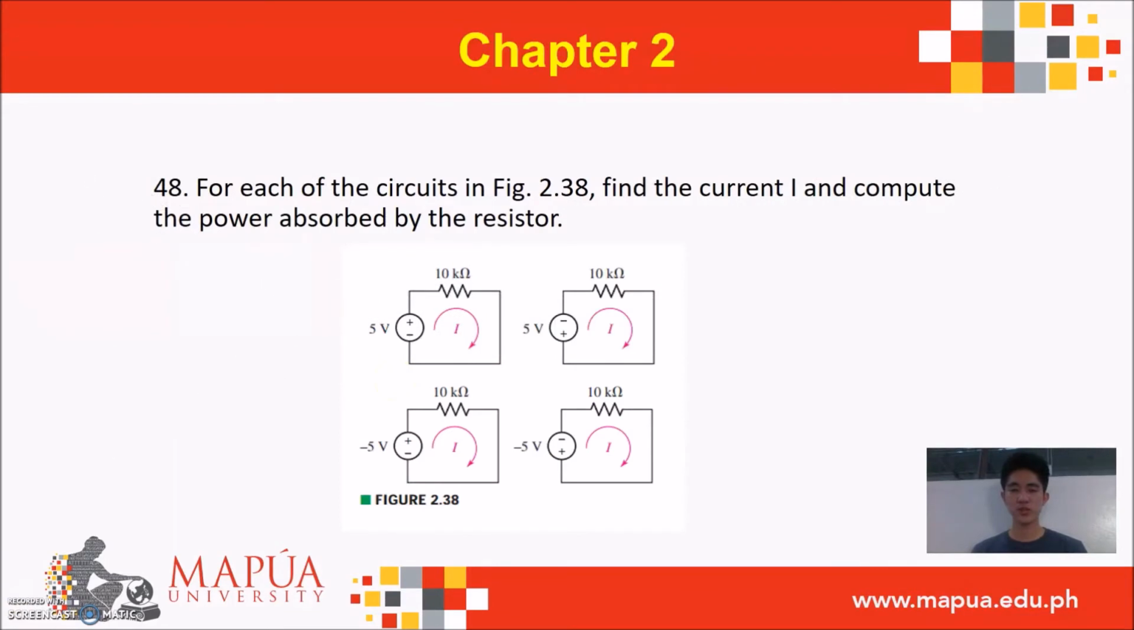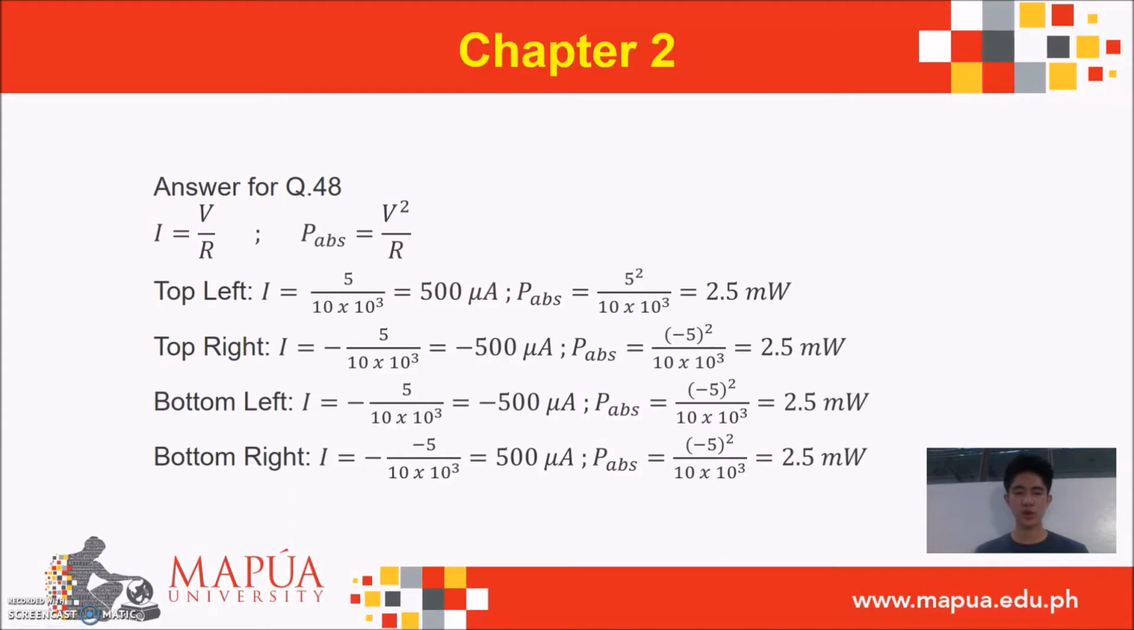For Chapter 2, Question 48, here is the problem. For each of the circuits in Figure 2.38, find the current I and compute the power absorbed by the resistor. Here is Figure 2.38. To solve this one, we will be using the formulas for current and power absorbed, which is I equals V over R and power absorbed equals V squared over R.